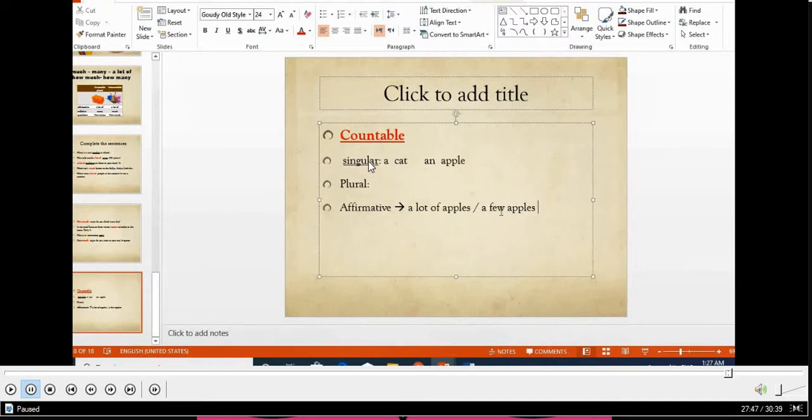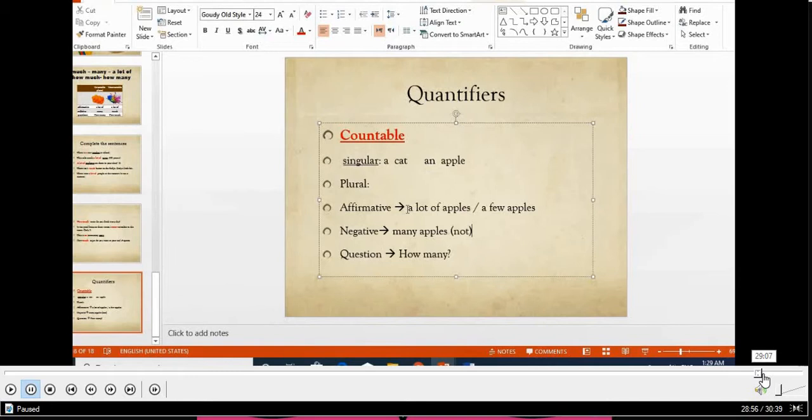Again, countable nouns. They are singular. We can add a or an, a cat or an apple. We can make them plural. If they are in an affirmative sentence, not negative, we use a lot of. For the countable noun, if I have a big amount, I use a lot of, and if I have a smaller amount, I use a few. In a negative sentence and in a question, I use many for the countable nouns. Okay?